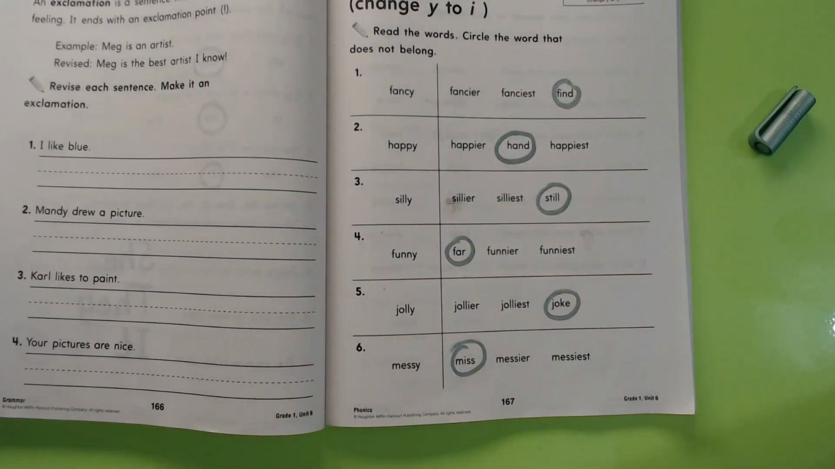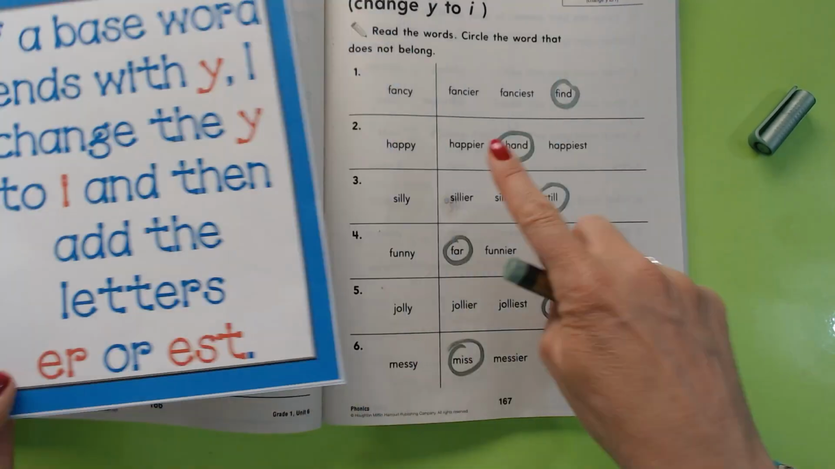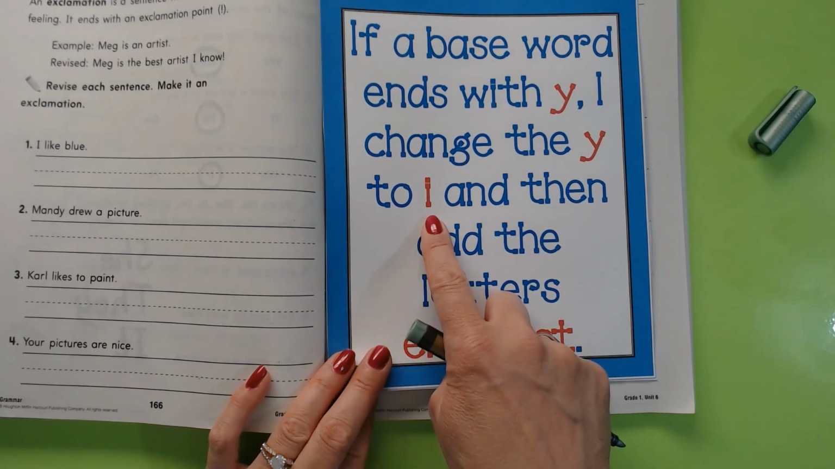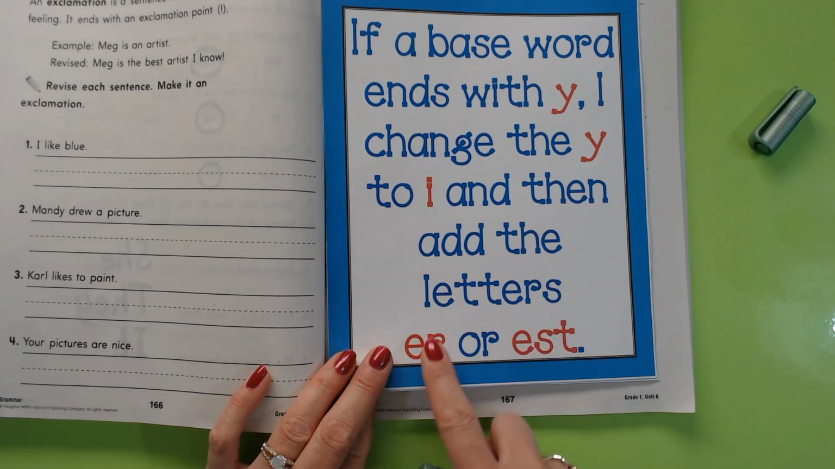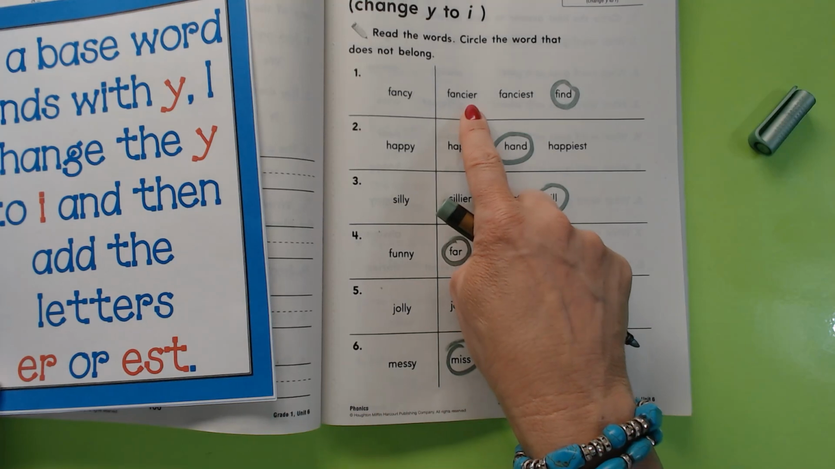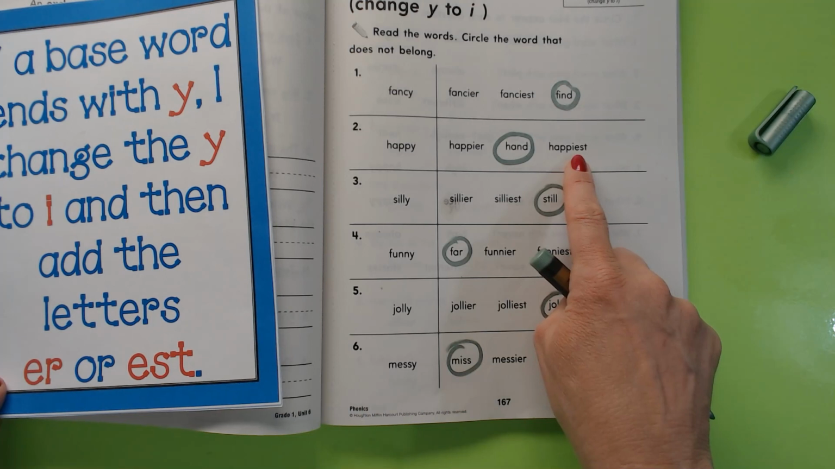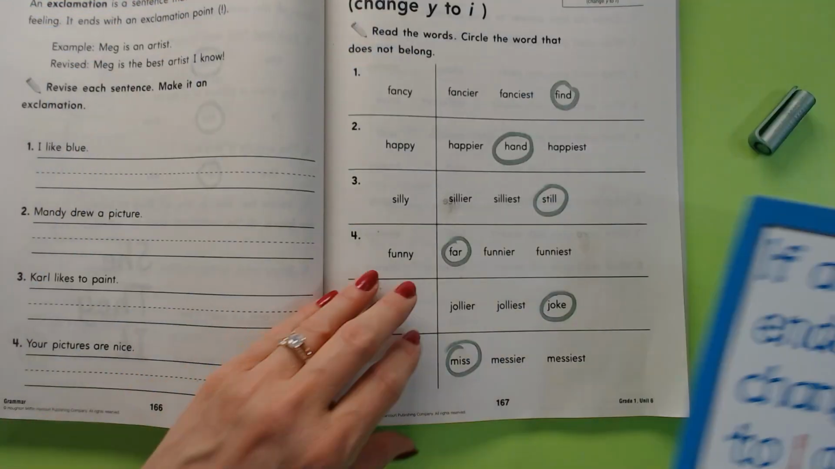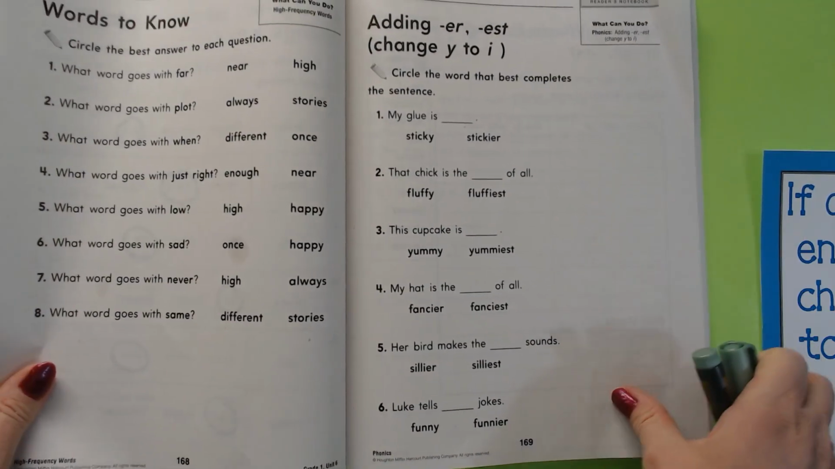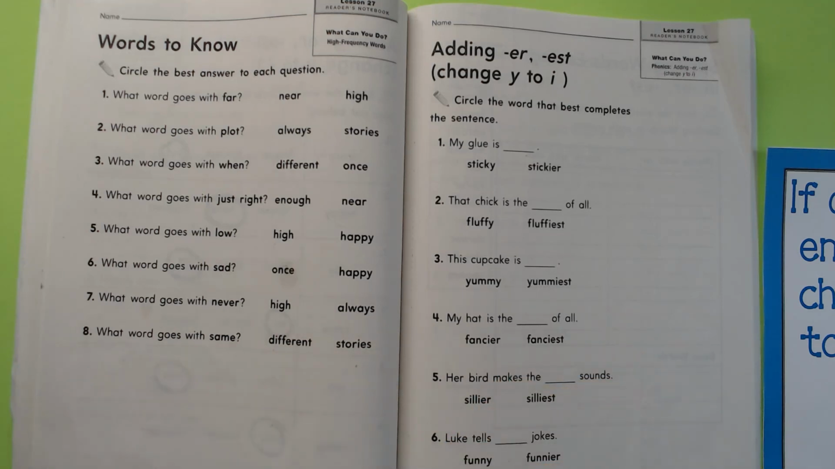So here's the rule. Actually, I want to show you. If a base word ends with Y, like all of these did, I change the Y to I and then add the letters ER or EST. Just like they did over here, ER, EST. They changed it to I first, then ER, and then EST. Okay, so let's just move on. This is a nice introduction for first graders to the comparative and superlative, I guess, rules for spelling.